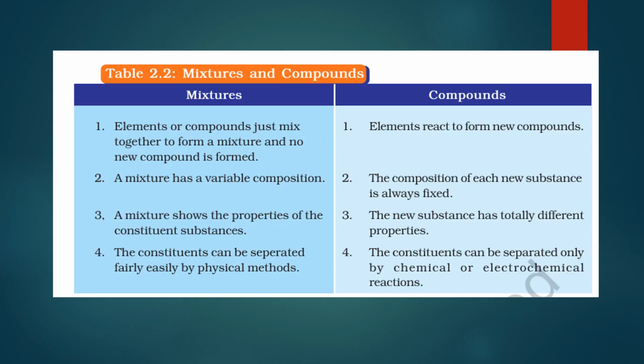So next comes table 2.2, that is the differentiation between mixtures and compounds. ये बहुत ज़्यादा पूछा जाता है exams में. It's very important. Just learn this. So elements or compounds just mix together to form a mixture. Okay, no new compound is formed here. And in compounds, elements react to form new compounds. Mixture has a variable composition. Compounds, composition of each new substance is always fixed.